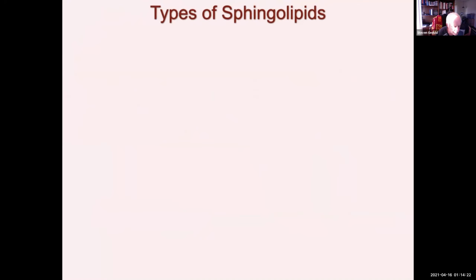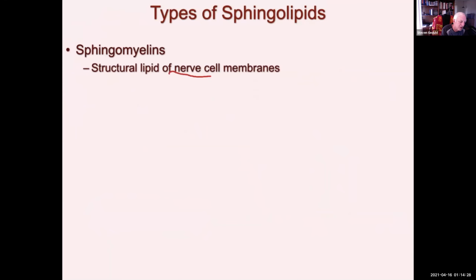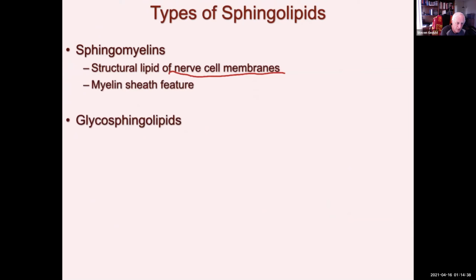Okay. Different types of sphingolipids, like we said, there's sphingomyelins. Sphingomyelins are the structural lipid of nerve cell membranes. That's where they're found. Myelin sheath that goes around the axons of your nerve. And then you have your glycosphingolipids. Let's go back here. The sphingomyelins. Okay, remember these coat the nerve cells.